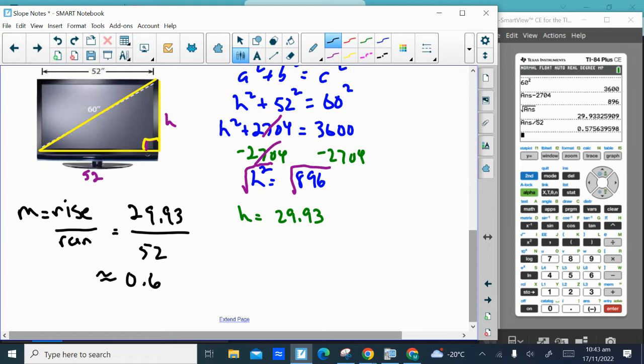It's positive because you can see that that yellow line that we drew, that 60-inch line, is rising as you go left to right. So that is a positive slope. Positive 0.6 approximately, because we rounded it. Okay, so again, in this case, we had to calculate the rise, and we did it using the Pythagorean theorem. So you're probably going to see questions like that on your assignment.